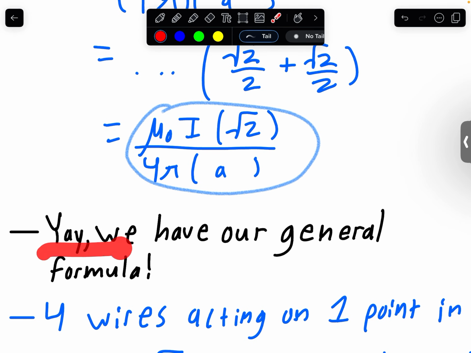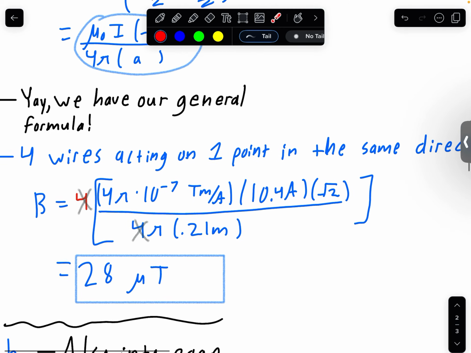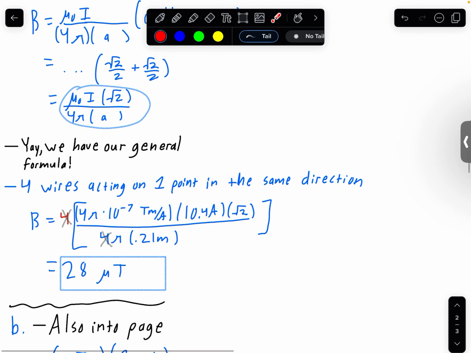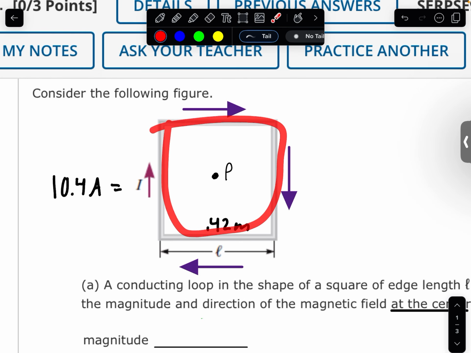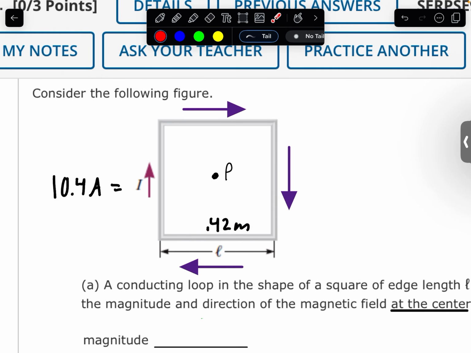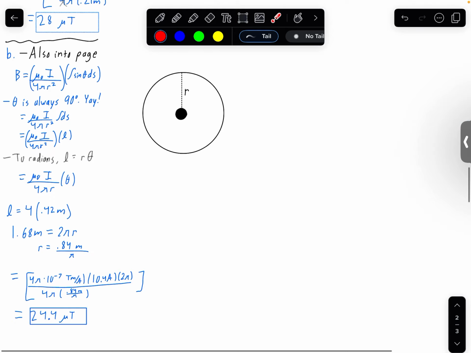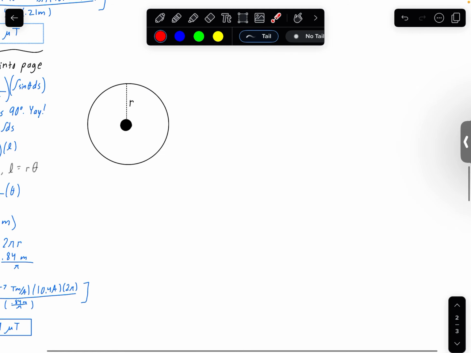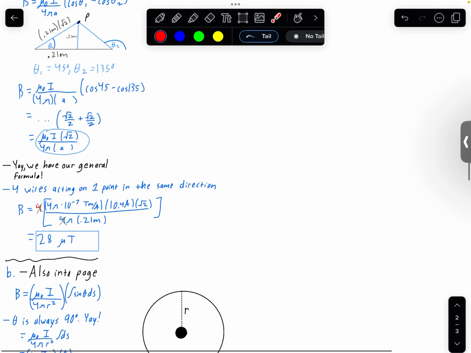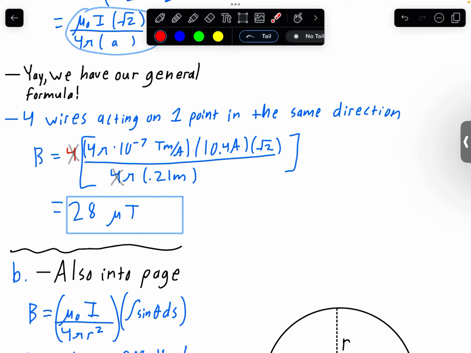So yay, we have our general formula for the magnetic field due to a wire at a point. That makes sense. So back to the question. We got this square. Maybe if we find the magnetic field for one of these, we can multiply by 4 and be okay, because none of the currents or magnetic fields are opposing each other, they are all traveling into the page. So 4 wires acting at one point in the same direction.